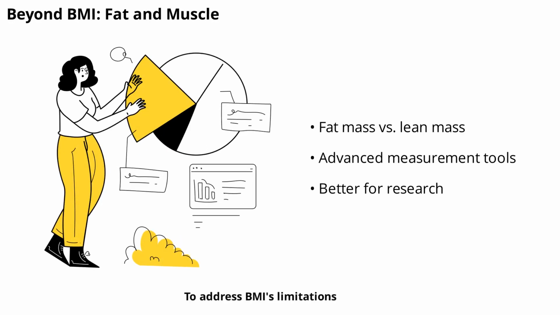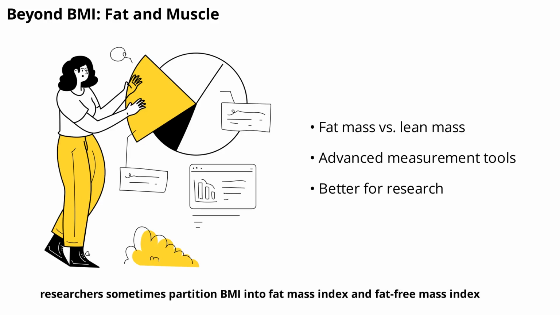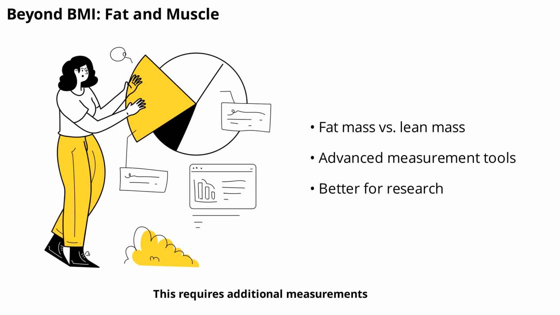To address BMI's limitations, researchers sometimes partition BMI into fat mass index and fat-free mass index. This requires additional measurements, often using technologies like bioelectrical impedance analysis, BIA, or dual-energy X-ray absorptiometry. These methods provide a clearer picture of body composition, helping to distinguish between fat and lean tissue, which is especially useful in research and growth studies.